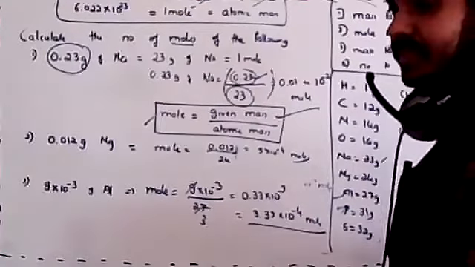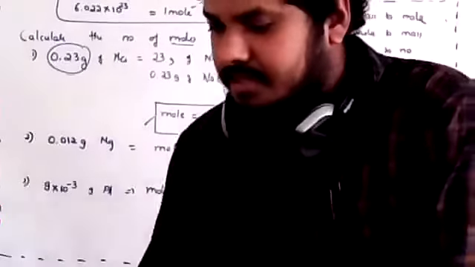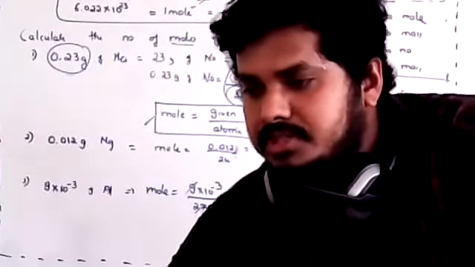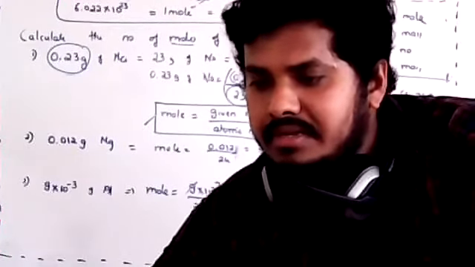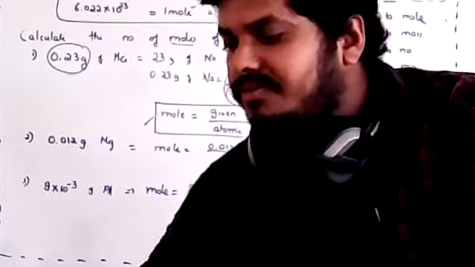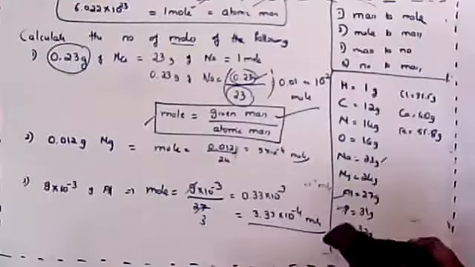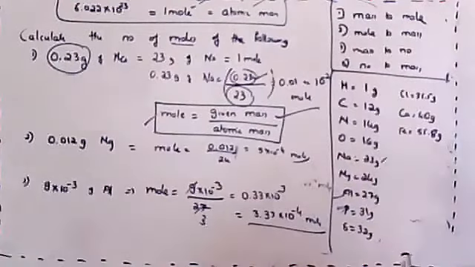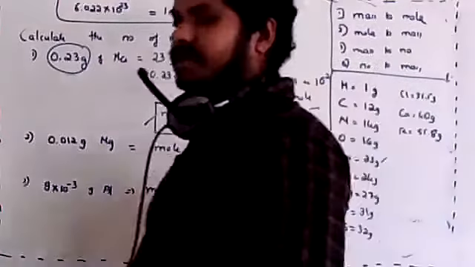Slowly. Yes, Naran. Yes, Jils, and Jils, it's better to express as 3.3 only. Then Namita, it is correct. Now, if any doubt is there, you can ask. Otherwise, I'll go for the next one. That is mole to mass conversion.